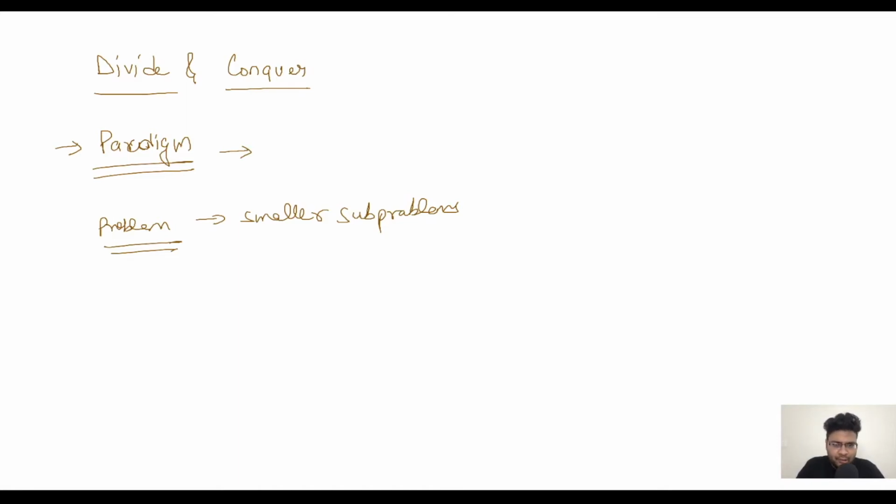Now we keep on solving them until we reach a base case or any situation wherein we can solve the sub problem. So we keep on doing this until we reach a state wherein the sub problem is solvable. So once it becomes solvable, then we start combining these sub problems. And once we combine all of them, we get the solution.